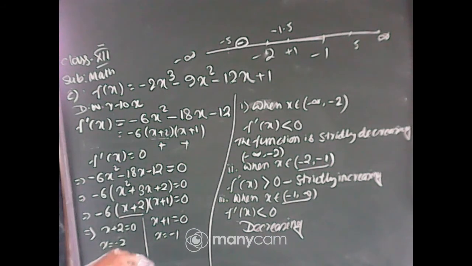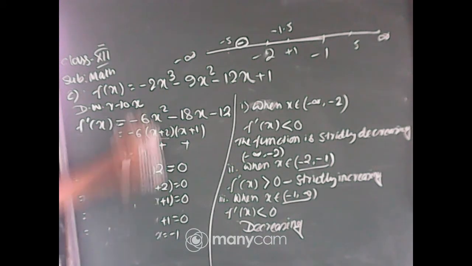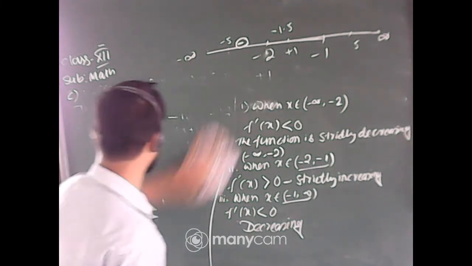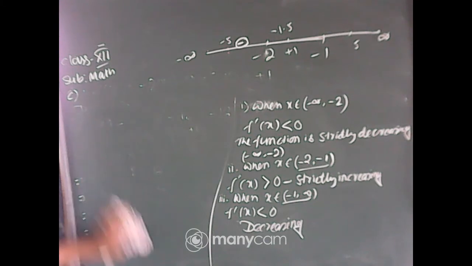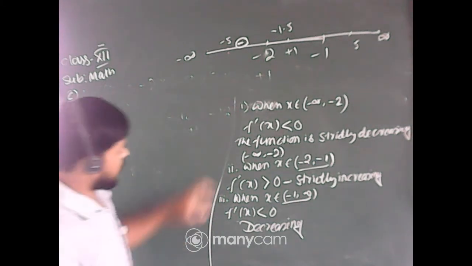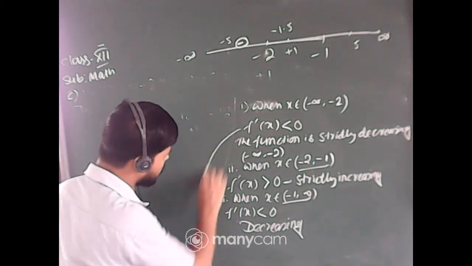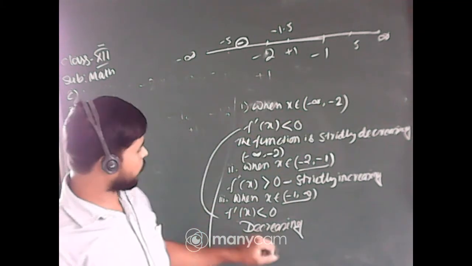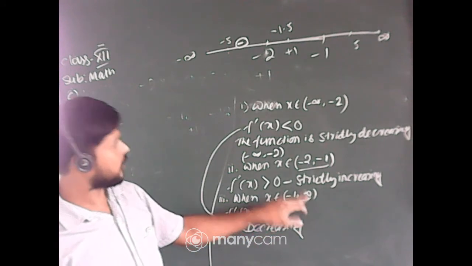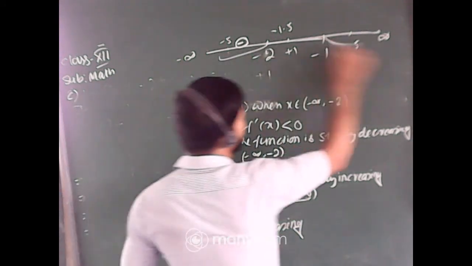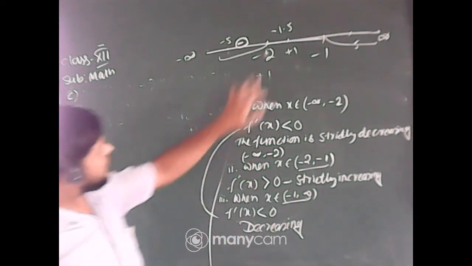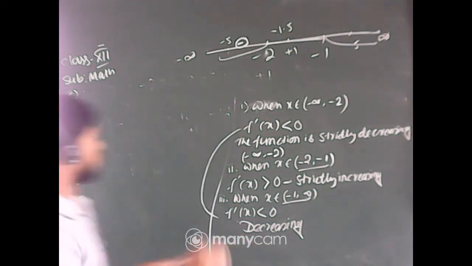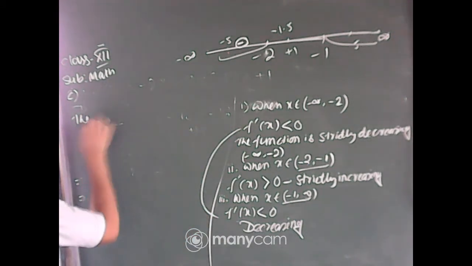Okay, so now we have to finally find out the interval for which the function is strictly increasing and for which the function is strictly decreasing. Look, here the function is decreasing in two intervals. One is minus infinity to minus 2 and one is minus 1 to plus infinity. In these two intervals the function is strictly decreasing, and only between minus 2 to minus 1 the function is increasing.